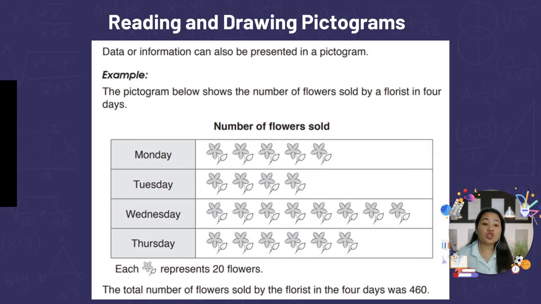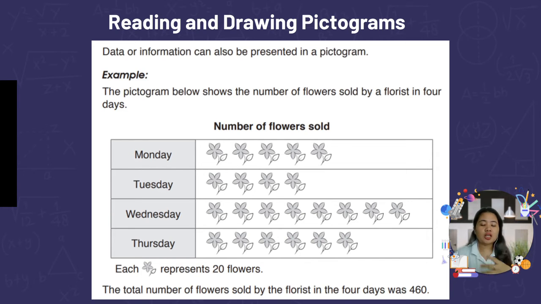Data or information can also be presented in a pictogram. Pictogram means by means of pictures. You remember the tally, right? It uses sticks. But in pictograms, you use pictures, like this example, flowers. There are pictures of flowers that you can see in the table. The pictogram below shows the number of flowers sold by a florist in 4 days.